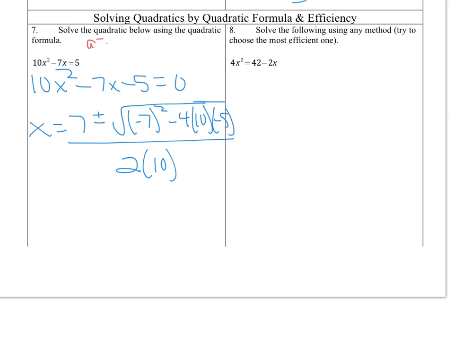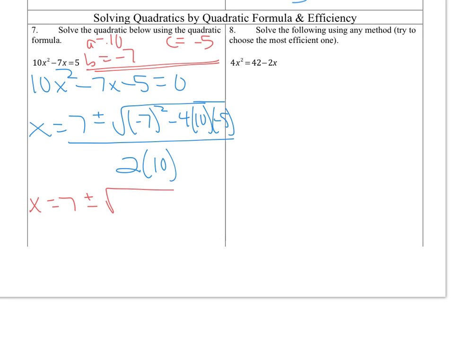Now, if I were you, I'd note what a, b, and c are. So a equals 10, b equals negative 7. You might want to do this before you do the quadratic formula so that you know what's going on. You can write them down once it's equal to 0, and then you can just plug it in, plug it in.